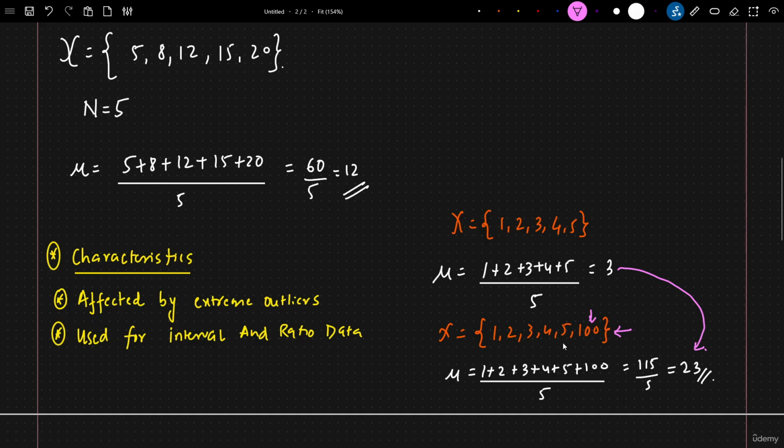Does 23 indicate the central number? No, right? It needs to be somewhere around 3 or 4 itself, because the maximum numbers are present within this distribution, 1 to 5. And this 100 is a very big outlier. So that is the reason we say that whenever we use the mean formula, it usually gets affected by extreme outliers if an outlier is present in our data set. Now, one way is that we can remove the outliers.